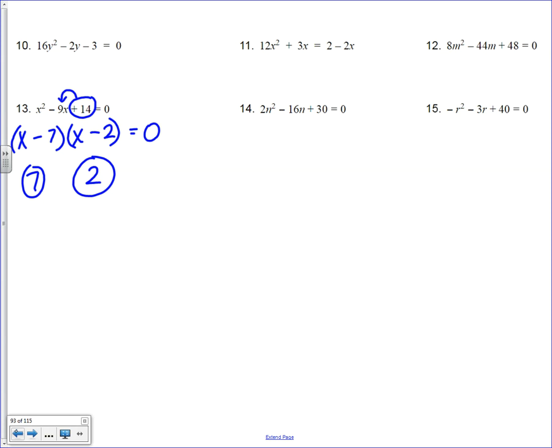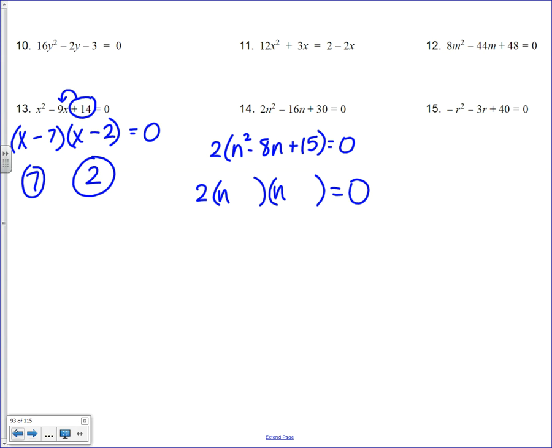Moving over to number 14. Again, I've got an n squared and an n. It's already set equal to 0, so let's go ahead and factor it. Please notice you have a GCF of 2 in this problem. So if I take out a 2, I'm now left with this, which is great because now my trinomial starts with a 1. So I'm going to go ahead and keep my 2 on the outside, and I'm going to make my 2 binomials. If I'm starting with an n squared, that means I need an n and an n.